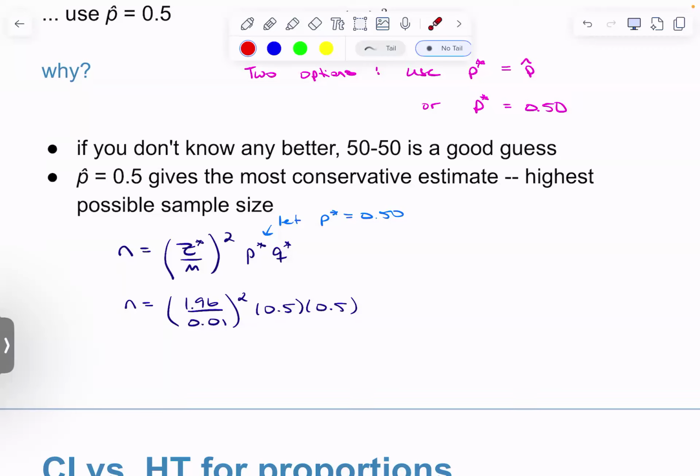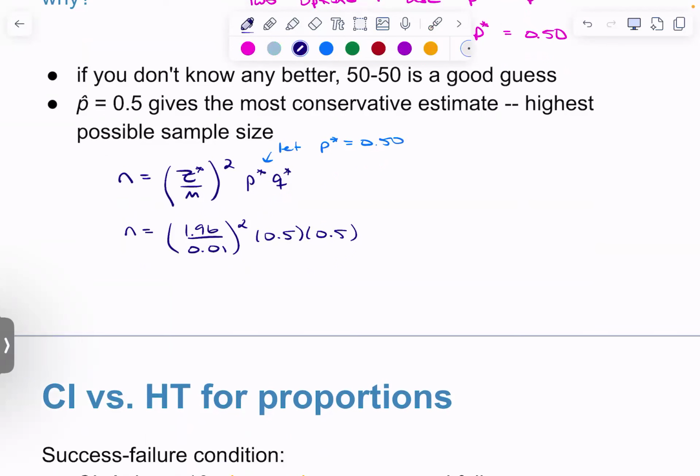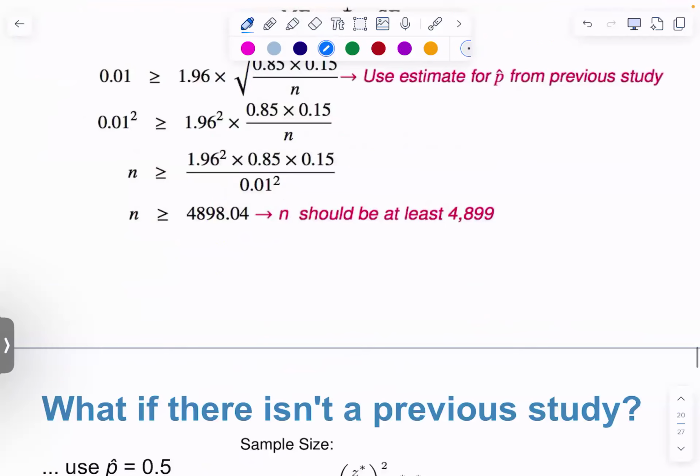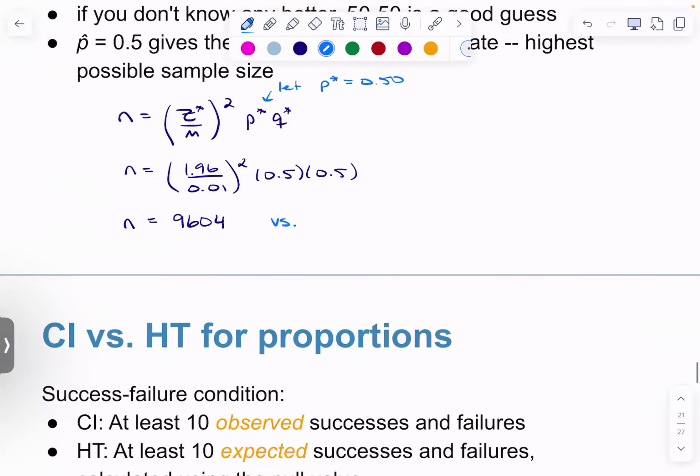1.96 divided by 0.01, and then square that, and then times 0.5 times 0.5. I get a beautiful even sample size of 9,604 versus our previous sample size, which was 4,899. Nice, right?